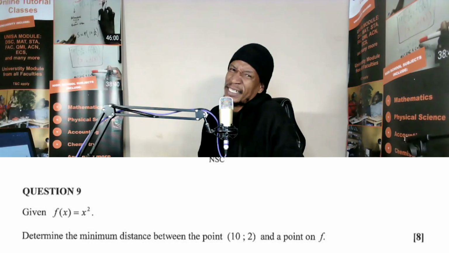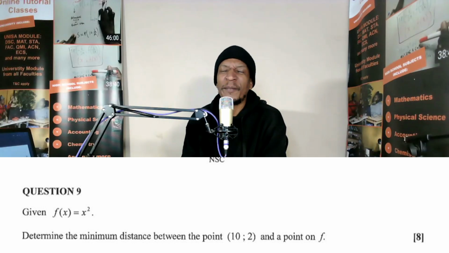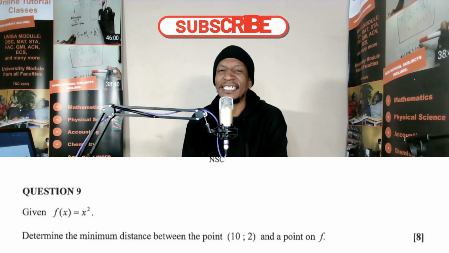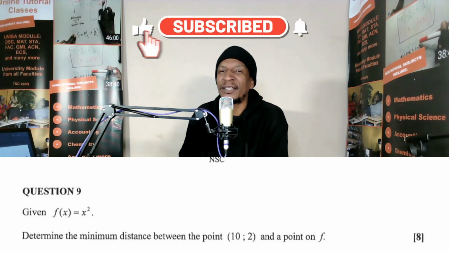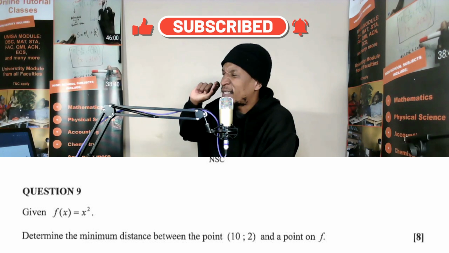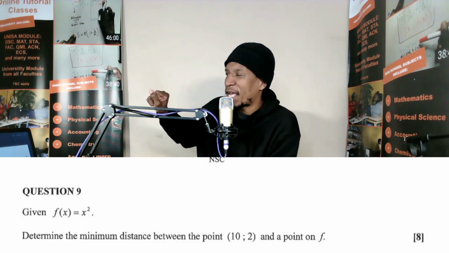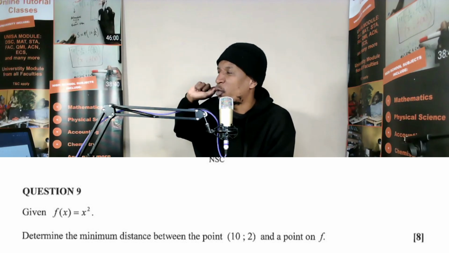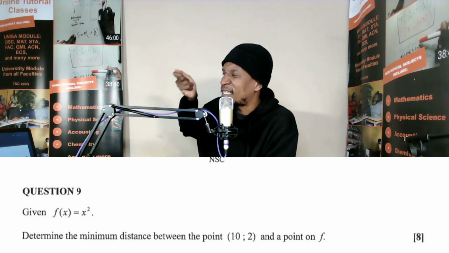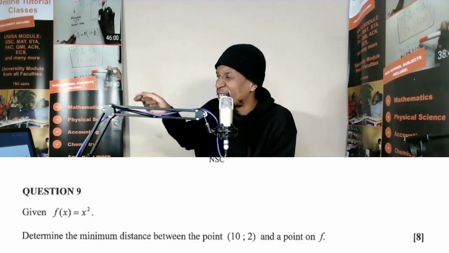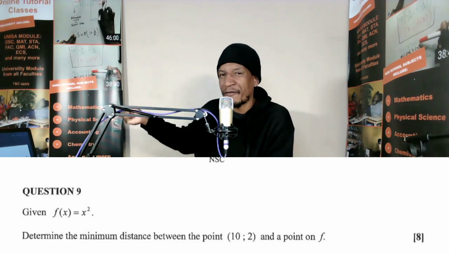Looking at the question that I presented today, most students said they would rather skip this question in an exam because it looked a bit complicated for them. But let's look at the question and analyze it together. Here, we are given f of x is equals to x squared, and we are required to determine the minimum distance between the point (10, 2) and a point on f.